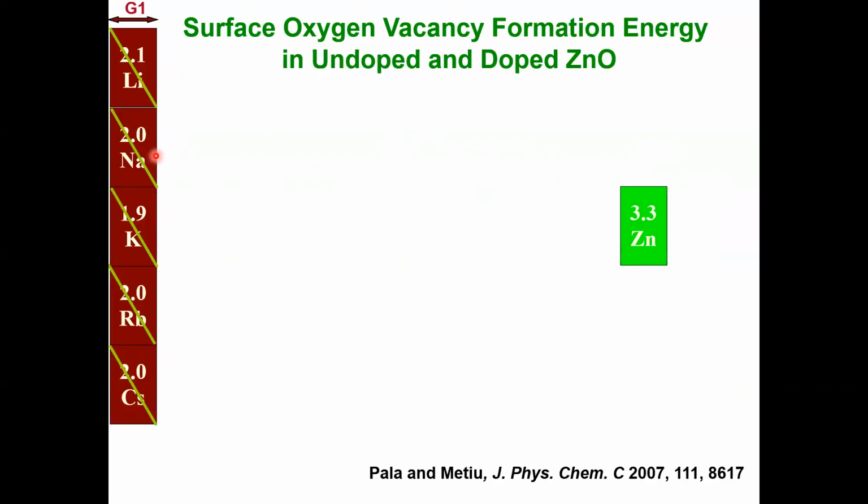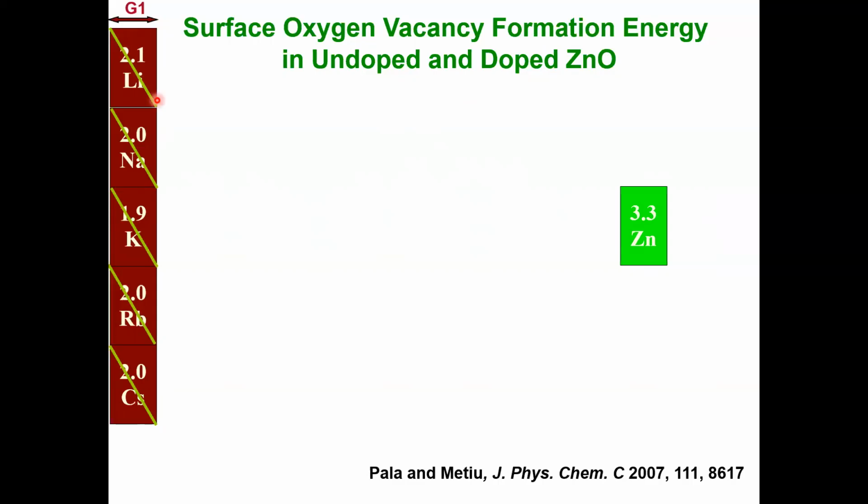So all of these dopants will decrease the oxygen formation energy. When I dope zinc oxide with these things, what am I doing? I am making the oxide a better oxidant. And then what does this indicate?